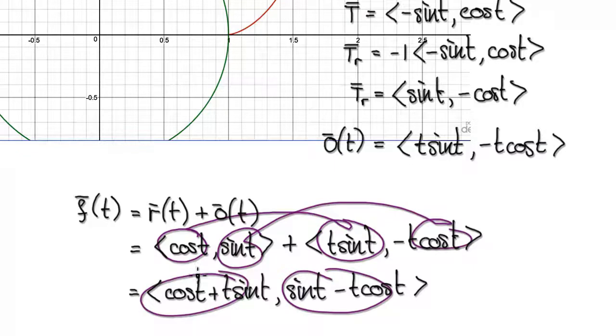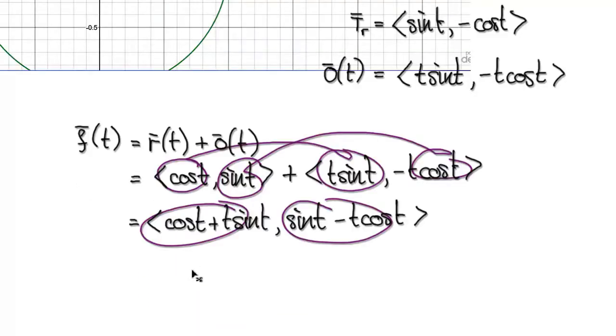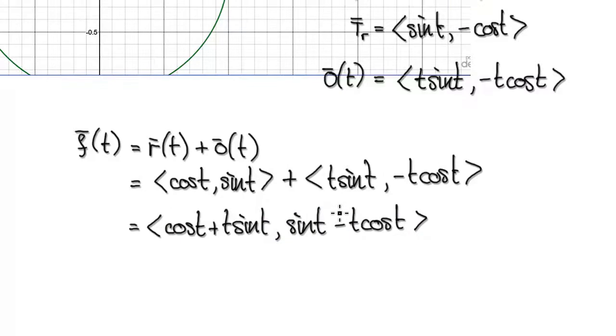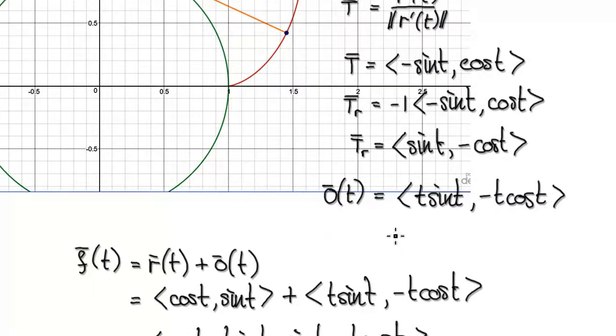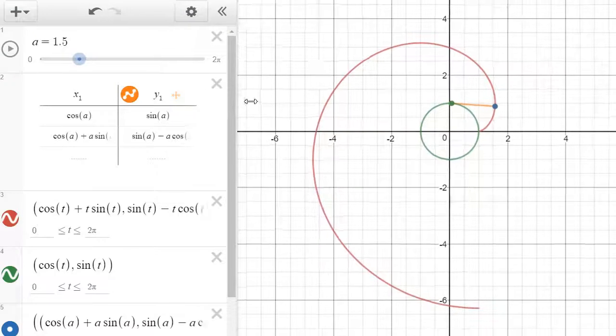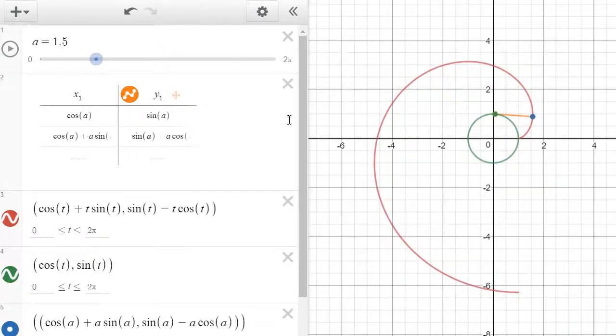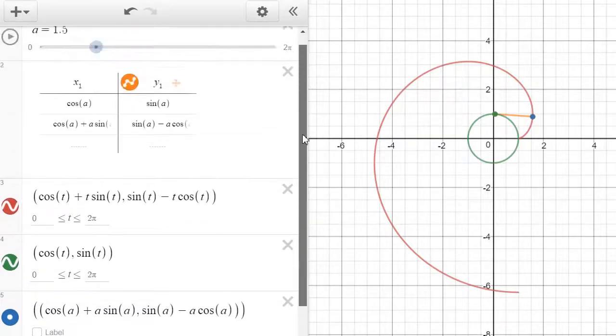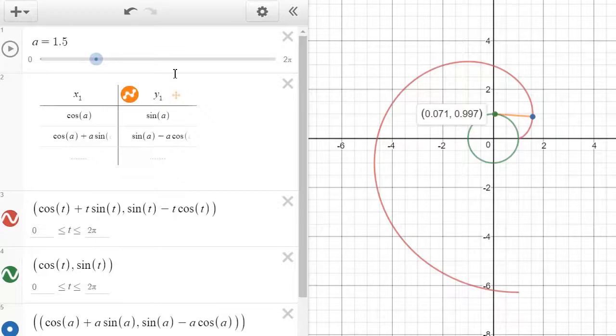And then if you're working in parametric form, you can say that x equals this thing here, y equals this thing here, same thing. So play around with Desmos. Load up desmos.com, and then punch in all these things here, and then that will give you this thing over here. And then you can slide A, and as you slide A, it will animate the path.